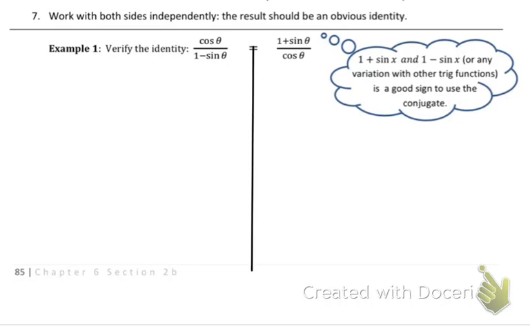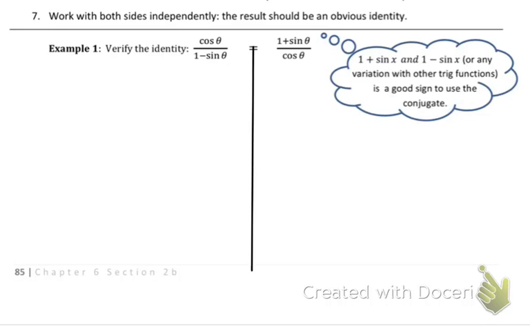Now, the tip I gave here, if you ever see something like 1 plus sine x and 1 minus sine x, or any other variation like 1 plus cosine, 1 minus cosine, I'm not talking about when there's a square. If it's just sine or cosine all by itself, it's a good sign that we might have to use the conjugate. It isn't 100% positive, there's multiple ways to solve it. It's just a lot of times the conjugate is the good choice, and we'll see why.